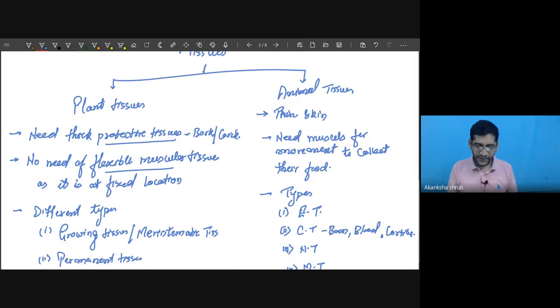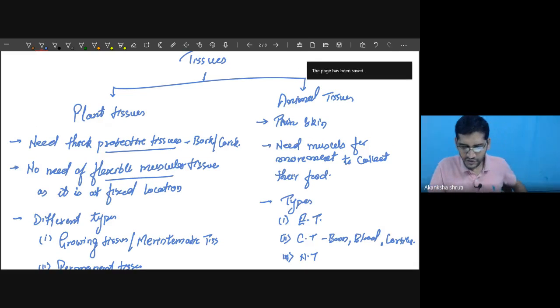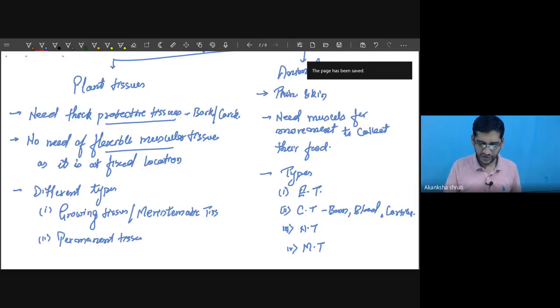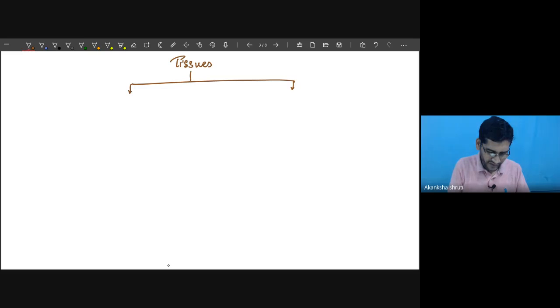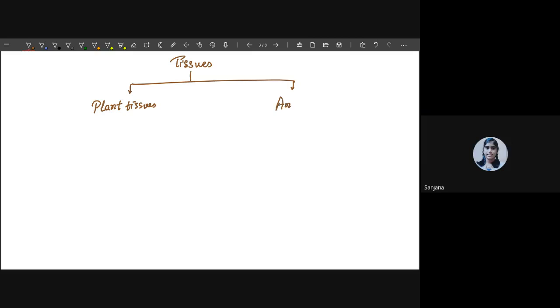Now let us go for the plant tissues. What are plant tissues? That we will learn in more detail. So let me write the entire classification. How is the classification? Students, let us start the entire classification. So all the tissues can be broadly classified into two categories. One is called the plant tissue. Another is animal tissue.